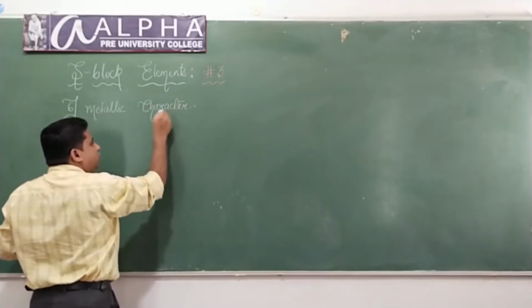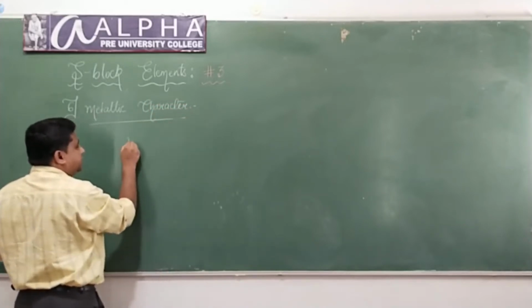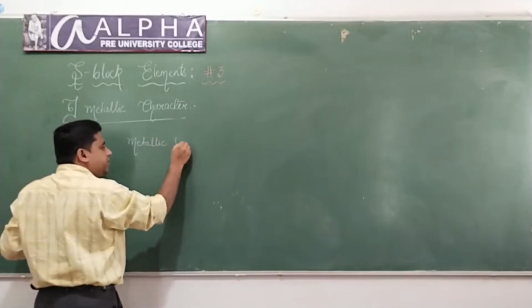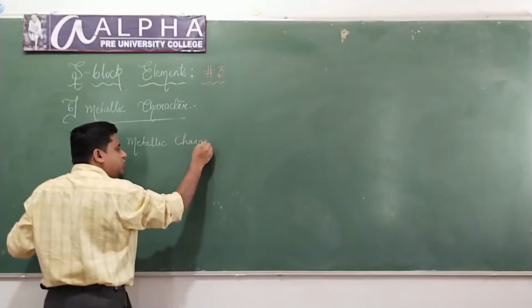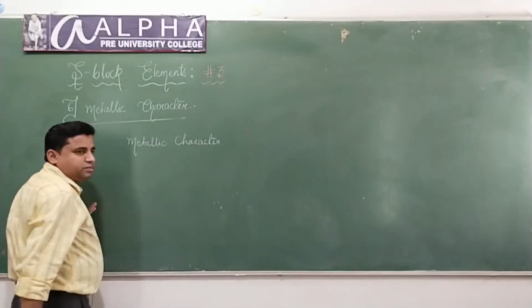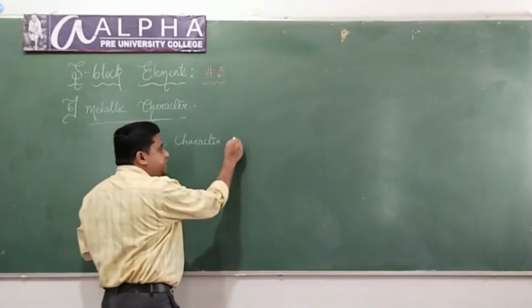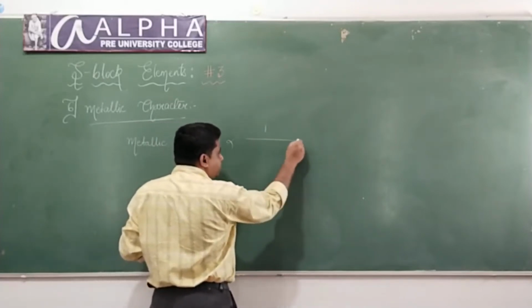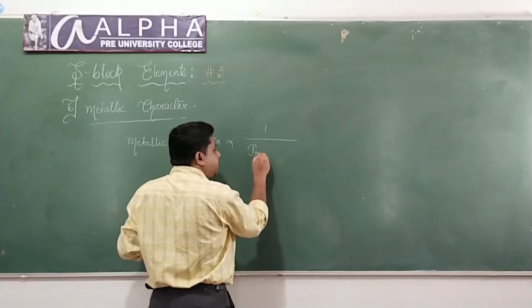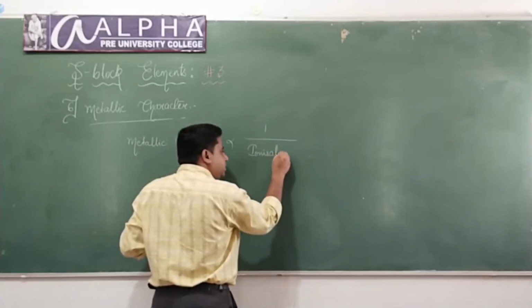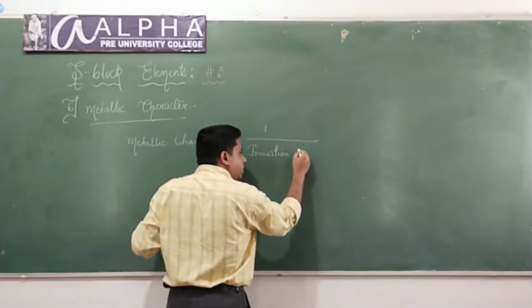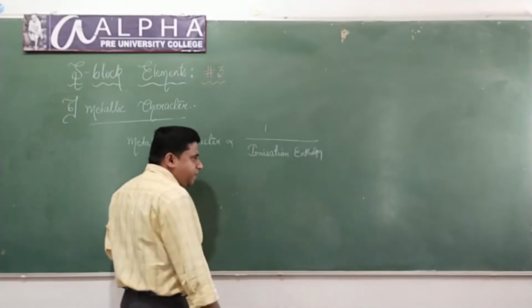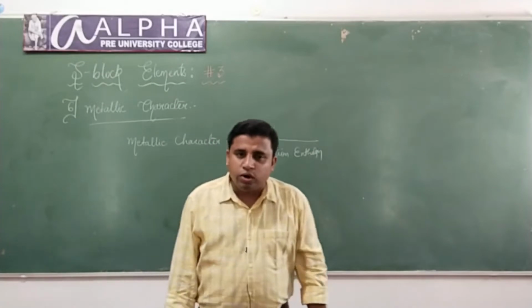We know metallic character is inversely proportional to ionization enthalpy, isn't it? Metallic character is inversely proportional to what? Ionization enthalpy. By the way, what do you mean by a metal, guys? What is a metal?